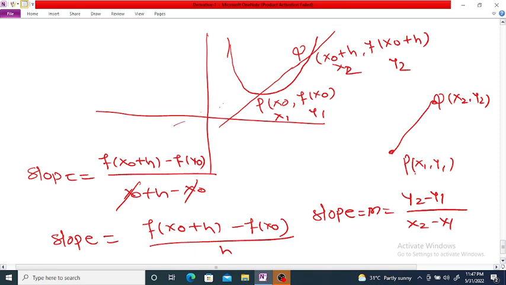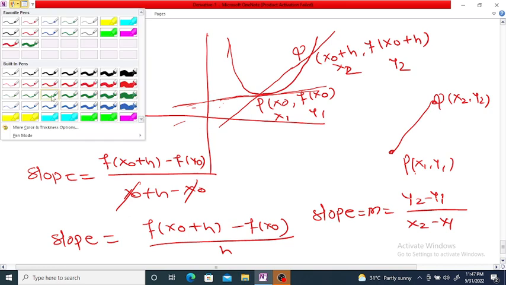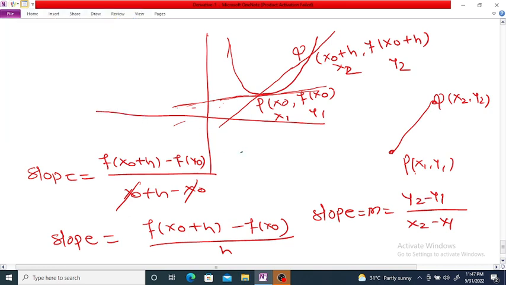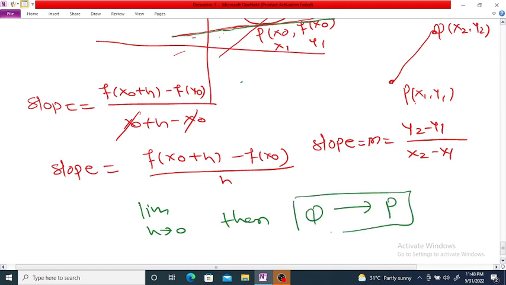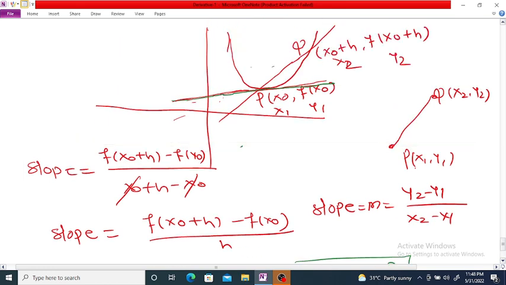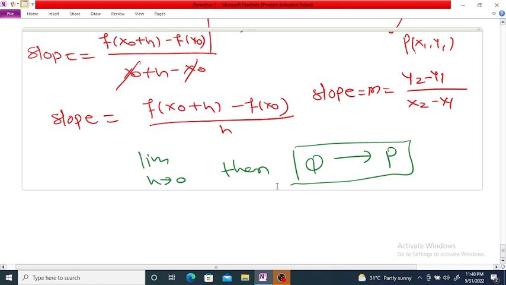When h tends to 0, this line becomes the tangent line at P. So this is a tangent line when Q approaches P. If limit h tends to 0, then Q slowly tends to P. As Q approaches P, finally you touch P at only one point, and this is called the tangent line.